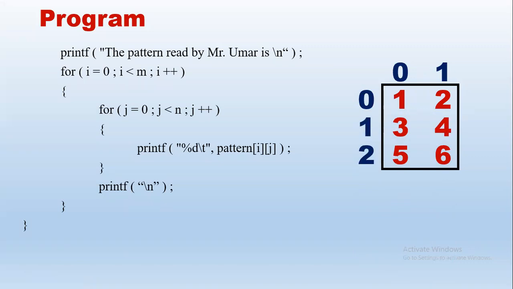So then we print the values. i will be 1, so we print pattern of 1, 0, which is 3. Next, j becomes 1. Print pattern of 1, 1, which is 4, with a tab space. We have given \t. Next, once this completes, j becomes 2, the condition is false, the j loop will complete, and there is a \n, right? So after the second row, the cursor will now come to the third row.